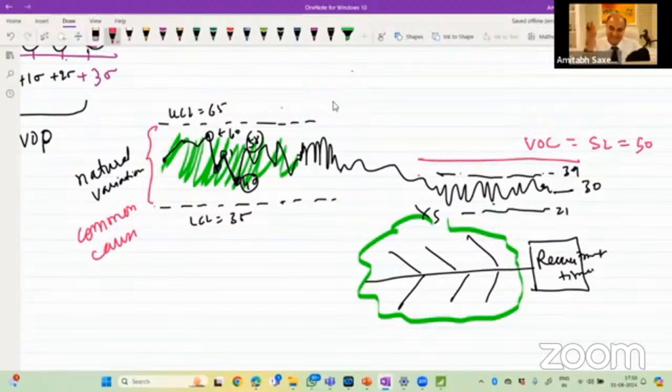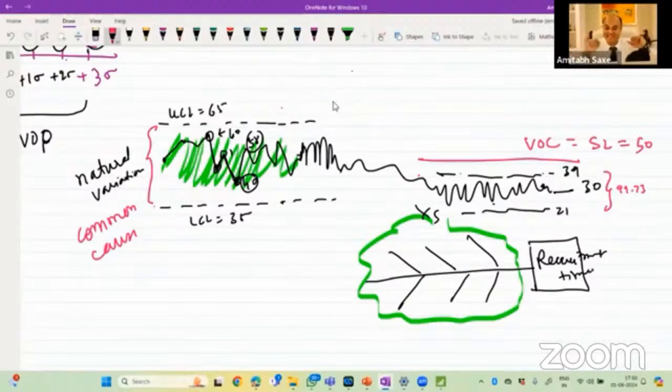Zero defects in 1 million opportunities. A very low probability of going beyond, forget about 50. You are not even going beyond 39. 99% of the time, you are between 21 to 39. 99%. And you are under control. Your control limits have changed. Earlier, our control limits were 35 to 65. Now your control limits have changed to 21 to 39.